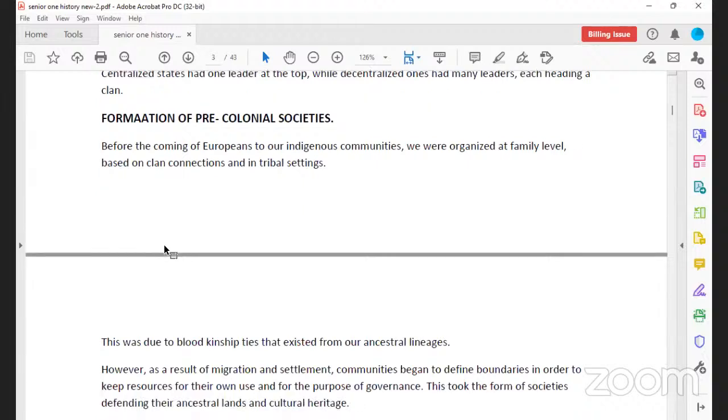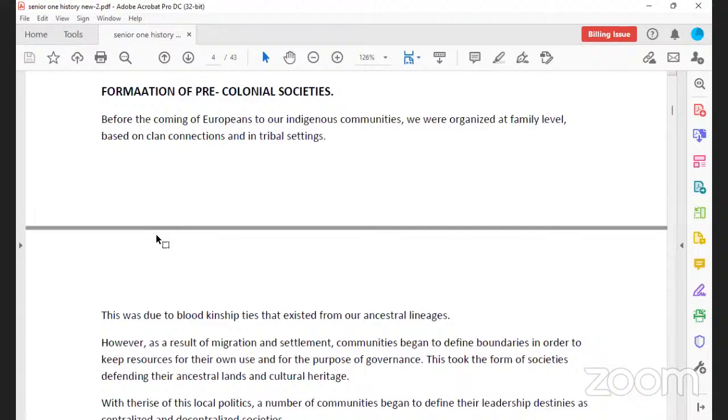So when we talk about formation of pre-colonial societies, before the coming of the Europeans to our indigenous communities, we were organized according to family level, based on clan connections and tribal settings. Before these Europeans came, our organization was based on family level. And this was due to blood kinship ties that existed from our ancestral lineage.